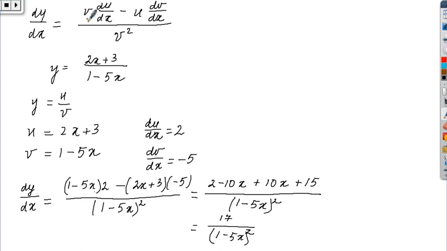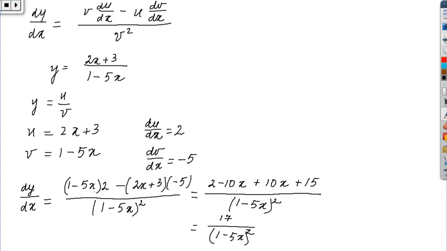So we have v, which is 1 minus 5x, times 2, which is du by dx, minus u, which is 2x plus 3, times dv by dx, which is minus 5, divided by v squared. What is our v squared? It is 1 minus 5x squared. So now everything that is left is just tidying up. We multiply out the brackets, we collect like terms, and we are getting 17 on top, divided by 1 minus 5x to the power of 2. Here's the end of the question.